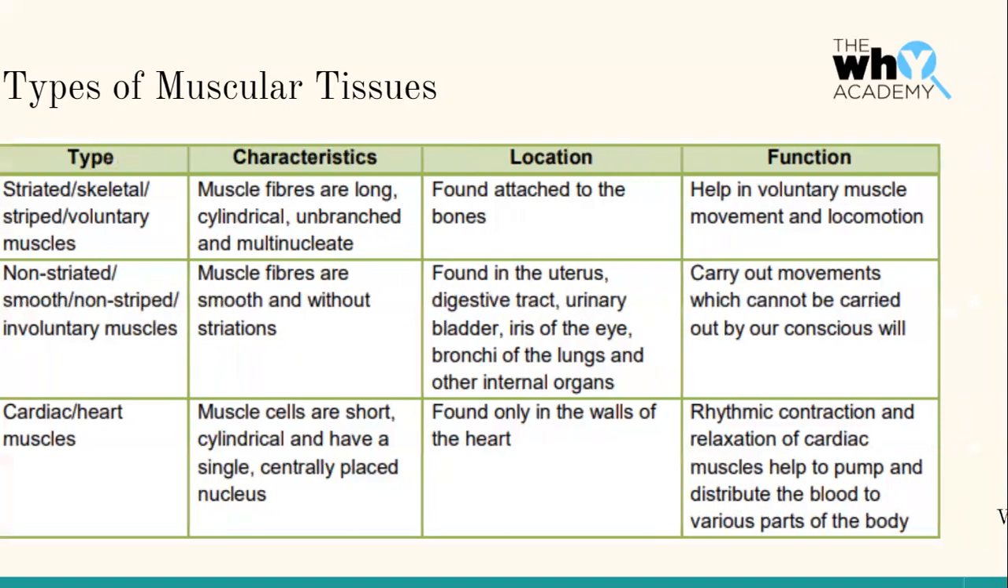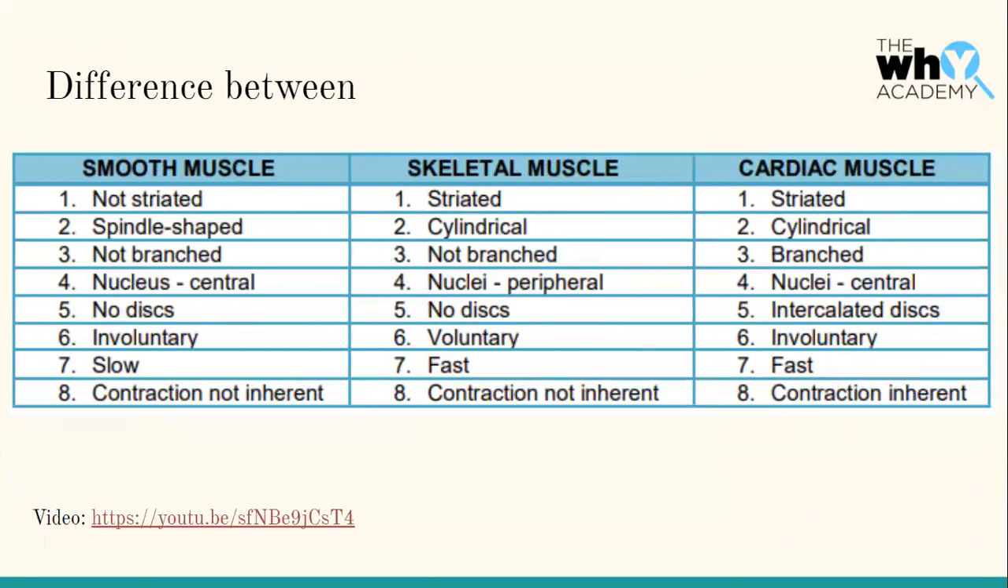Another important table here is the difference between these muscle types. Again, this is there in the chapter notes book also, and I have added it here. I would suggest you use it as a last resort. Why? Because these are just one word points. Teachers or examiners don't really like when you write just one word in a difference between. They like complete sentences. So you refer to the previous table better.